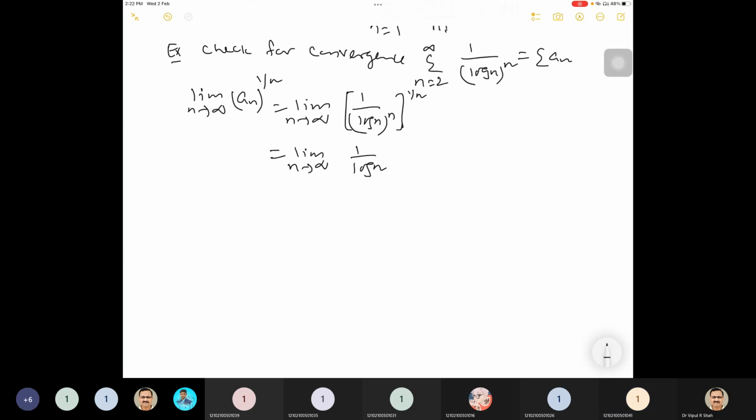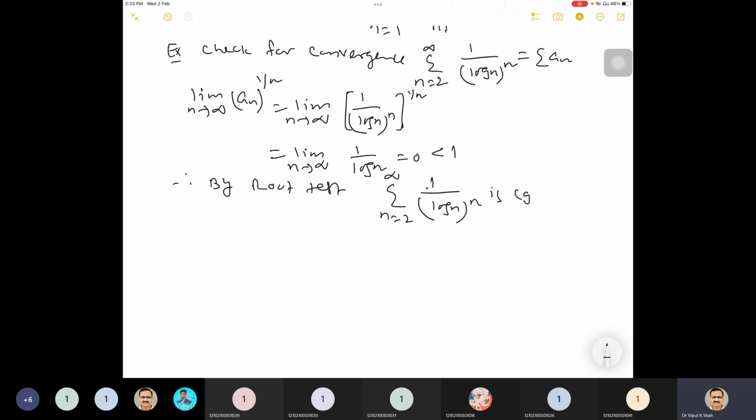Zero. And so that is less than 1. Therefore, by root test, series n equal to 2 to infinity 1 upon (log n) power n is convergent. Okay?